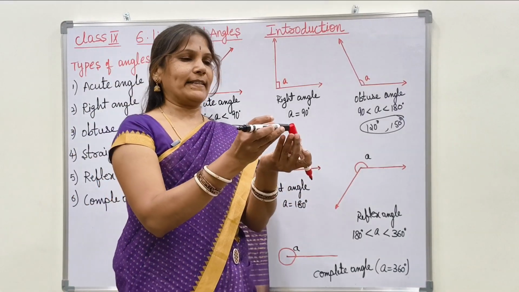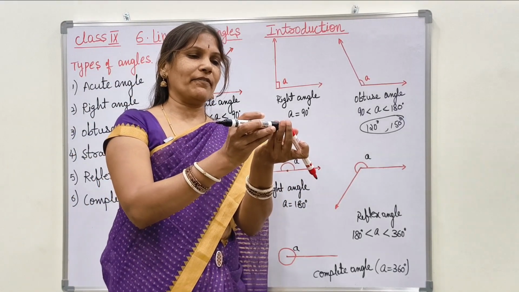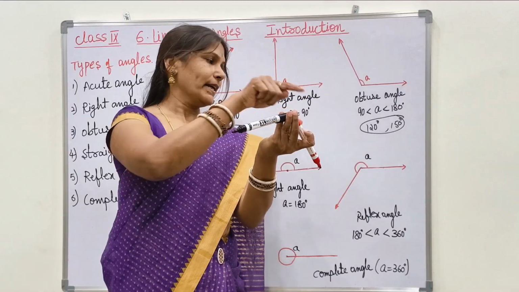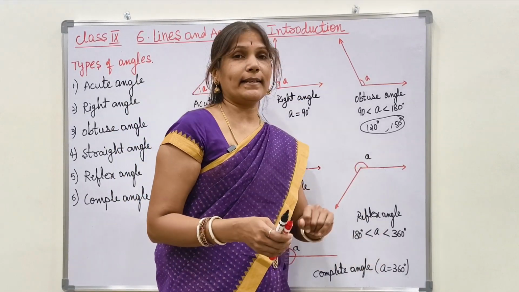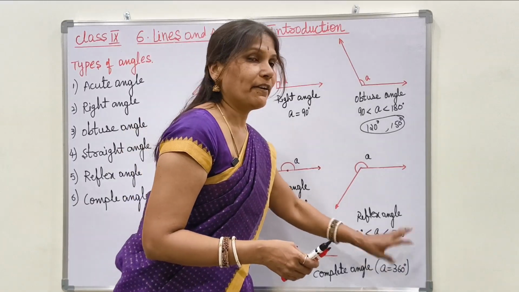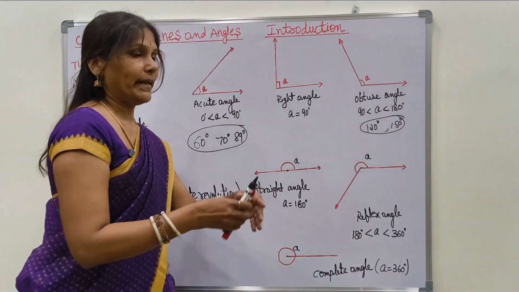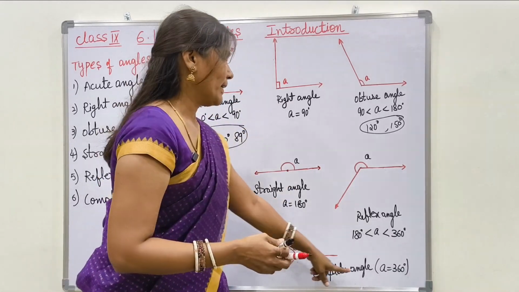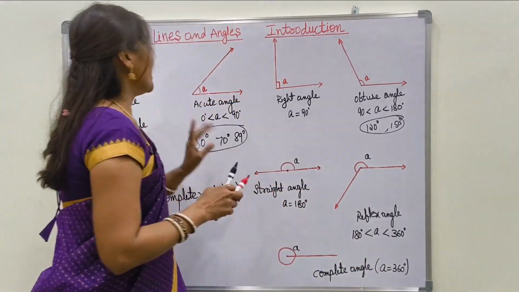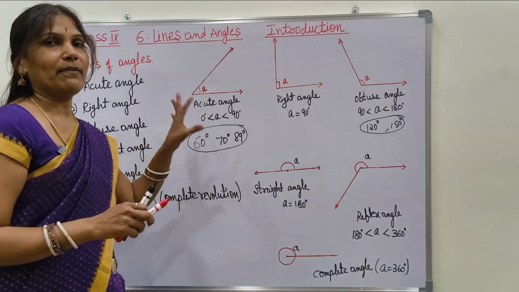Next, reflex angles. Here it will form a reflex angle. Reflex angle means more than 180 and less than 360. Next, complete angle. One full round is finished, which is called a complete angle. A complete angle means how many degrees? 360 degrees. These are all the types of angles.